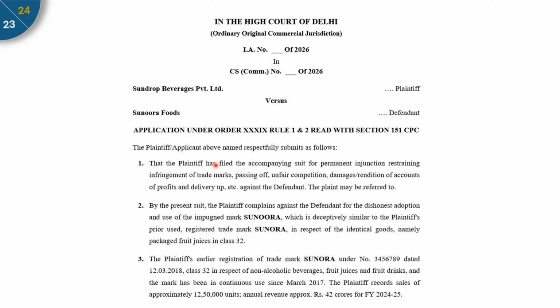We are not repeating the entire factual background of the suit. We simply say that the plaint exists and here is what it seeks. So go read it if you need the full picture.